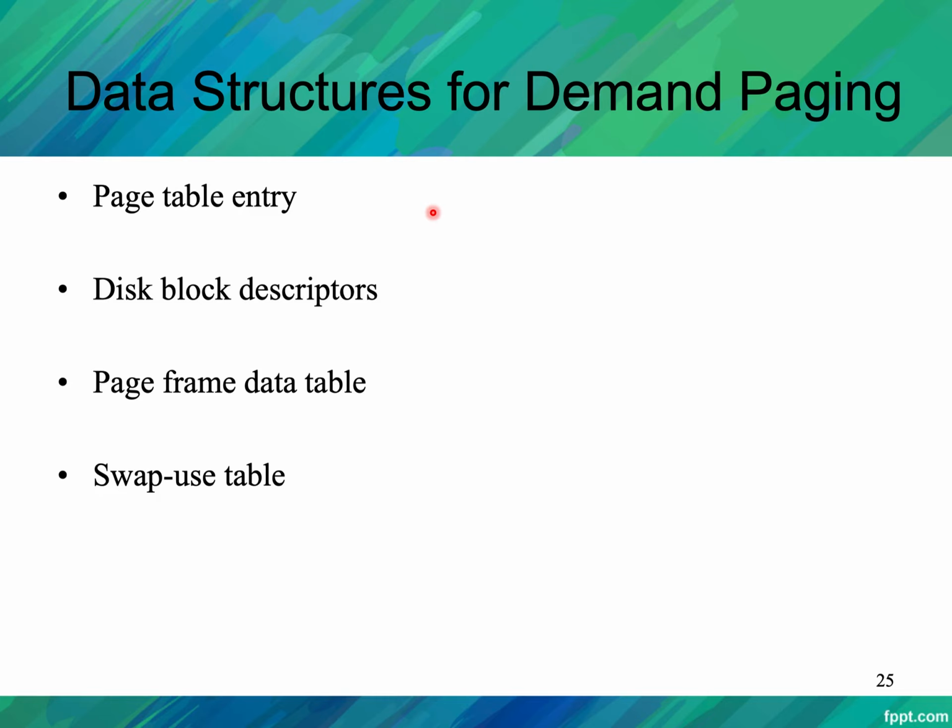So let's see some of the details about demand paging. That is, what are the data structures for demand paging? So how are these details going to be maintained for demand paging? That is by using the page table entry, disk block descriptors, page frame data table, and swap use table. So these four data structures are used for demand paging. These four data structures are going to maintain the records, the details about the pages which are going to be referenced and which are going to be swapped out and swapped in.